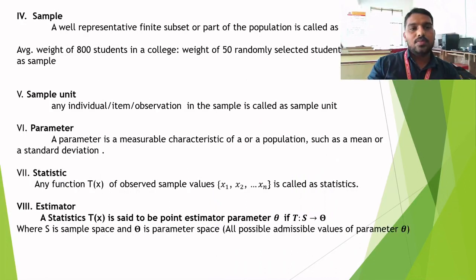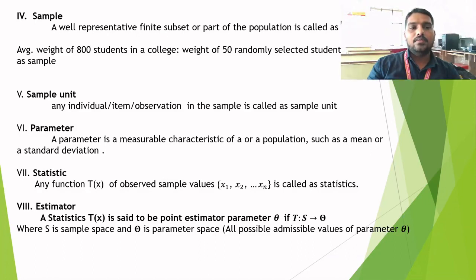So next part is sample. What means sample? A well representative finite subset or part of the population is called as sample. Sample is a subset of population. Sample consists of values or items or sample units belonging to the population also.